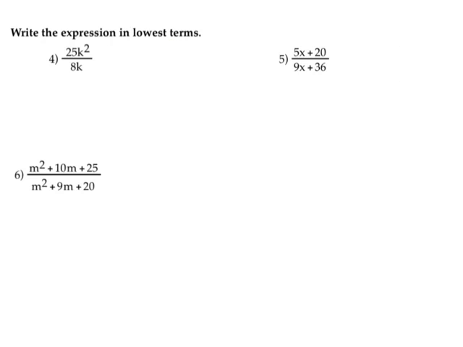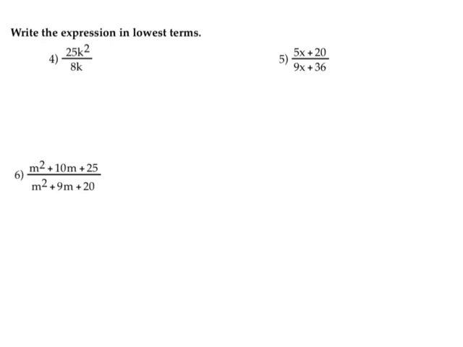We're asked to write the given expressions in lowest terms. So what it's a matter of doing is reducing. We're going to take a look first at number 4 here: 25k squared over 8k. Can I reduce 25 and 8? The only factors of 25 are 1, 5, and 25. For 8, we've got 1, 2, 4, and 8. So no, we can't reduce these two numbers, but I think we can do something with this.